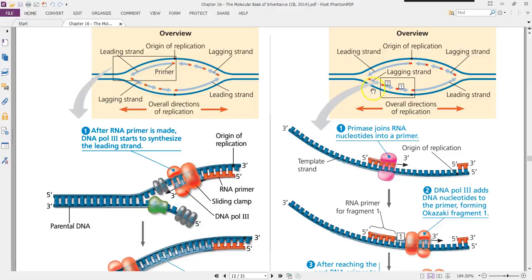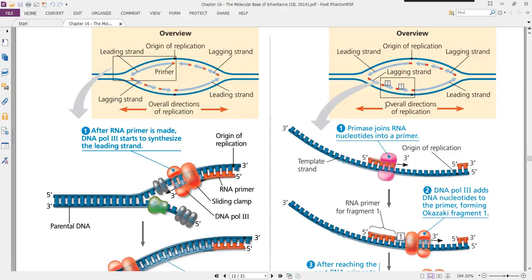So the way it works is like this. We've got the leading strand being made continuously, and then the lagging strand is made 1, 2, 3, 4, 5, 6, etc. And it's made in those fragments so that the DNA polymerase on this strand can keep up with the DNA polymerase on the leading strand. So these fragments are made one after the other. And those fragments are called Okazaki fragments.